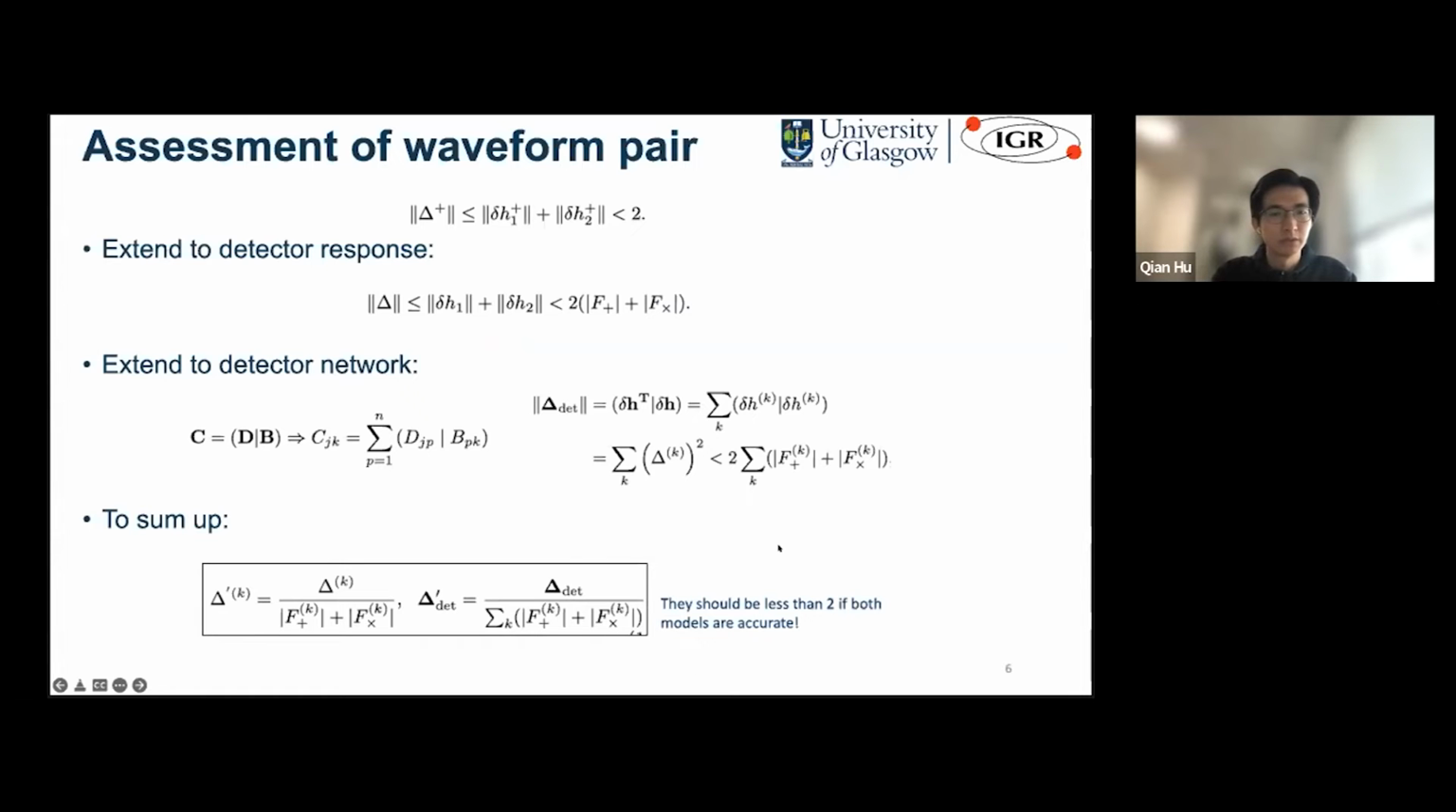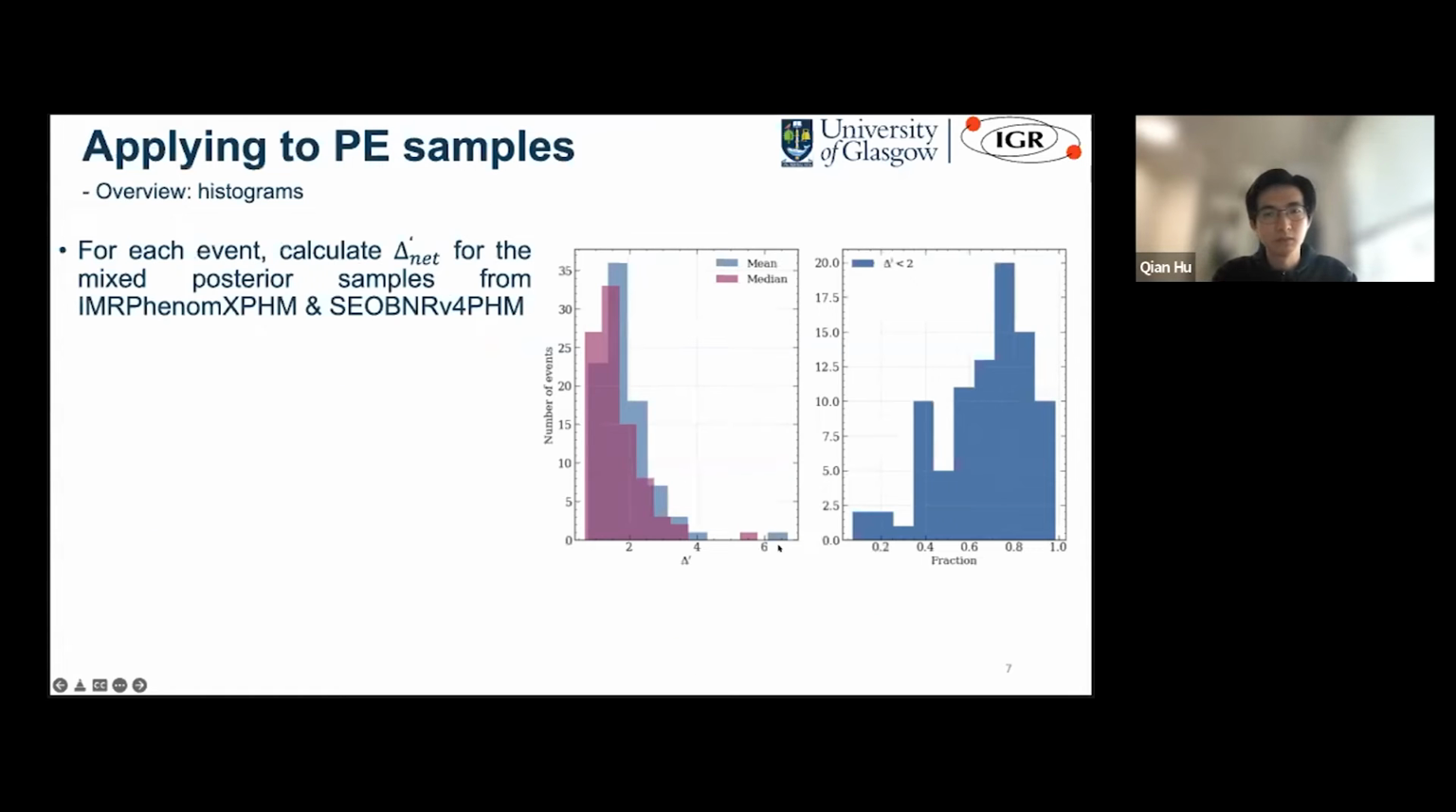These are the equations that we're going to use. So now let's go to the applications. We used 2 waveform models, one from the IMR family and one from EOB, in the latest analysis of the gravitational wave catalog. And we mix their posterior samples together to eliminate the systematic errors caused by the waveform error. So we first apply this method to the parameter estimation samples to see if any problematic waveforms are used in data analysis.